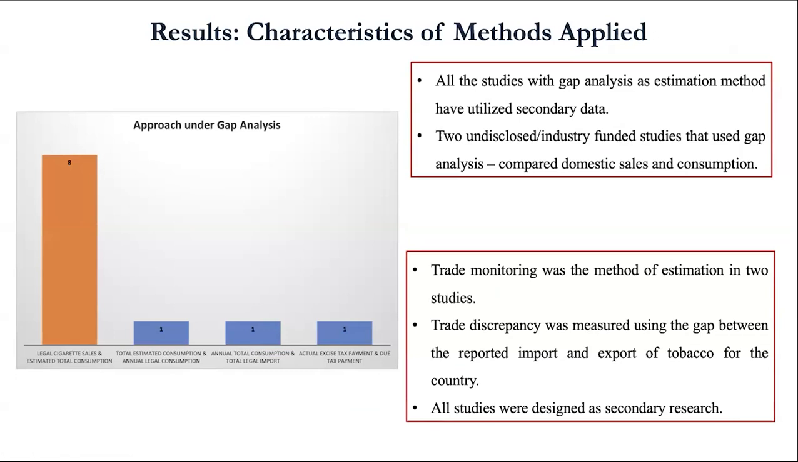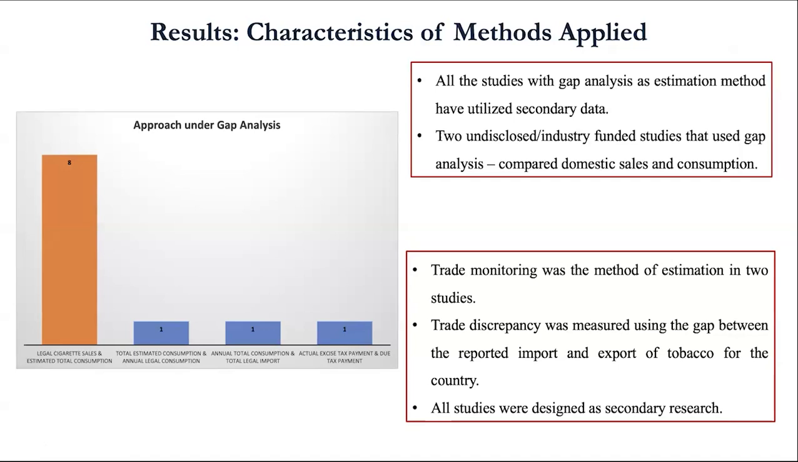Moving on to the gap analysis approach, as we can see from the bar chart, all studies using gap analysis relied on secondary data, and most of them, 8 of the total studies, compared legal cigarette sales with the estimated total consumption.